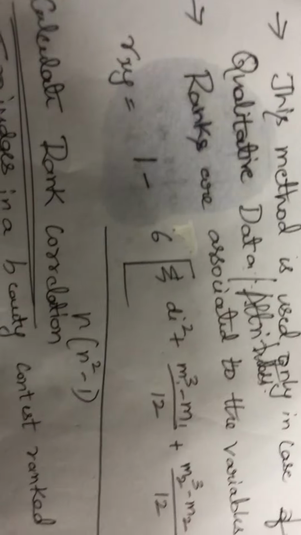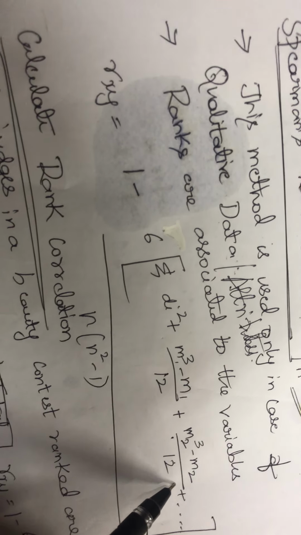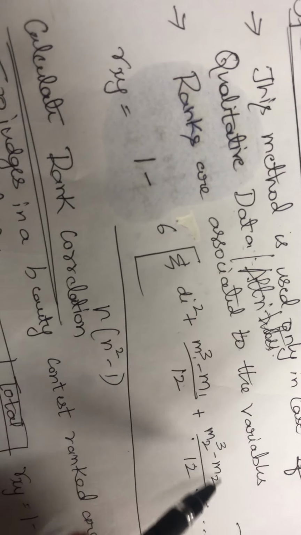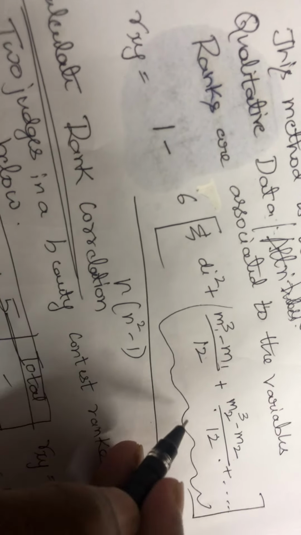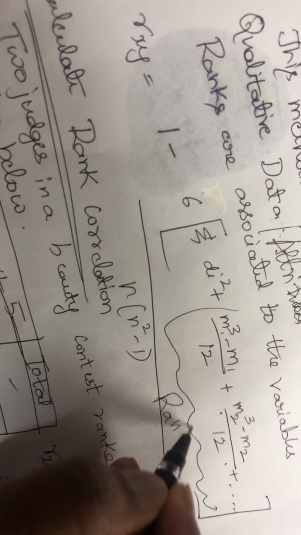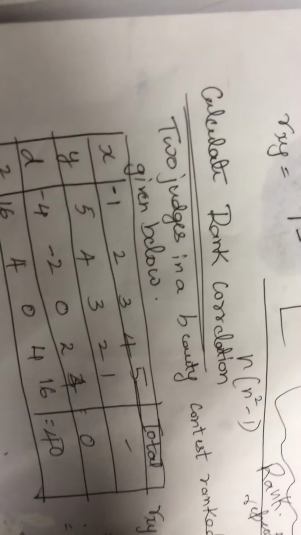Suppose in case the ranks are repetitive in nature, then we go for this factor. This factor is used in case of rank repeating. In case of rank repeating, we go for this factor. Let me give an example so that you will understand.